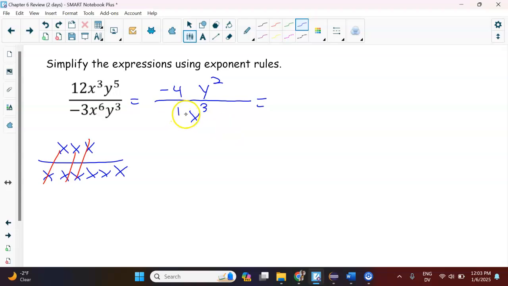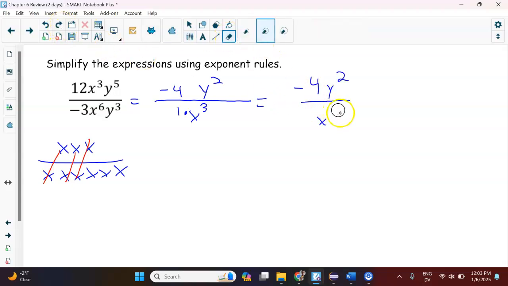Okay, and then from here, this times 1 really doesn't do anything. So I'm just going to write this a little bit neater and without the times 1. So, whoops, that should have been a 3. Okay, so just writing it in a little bit nicer form, it looks like that.